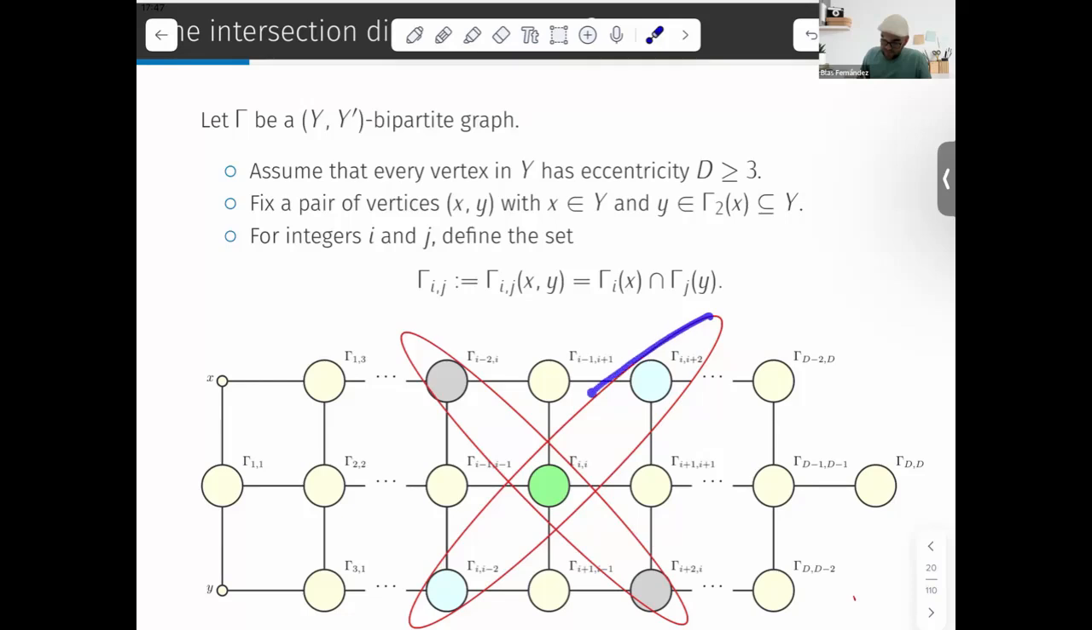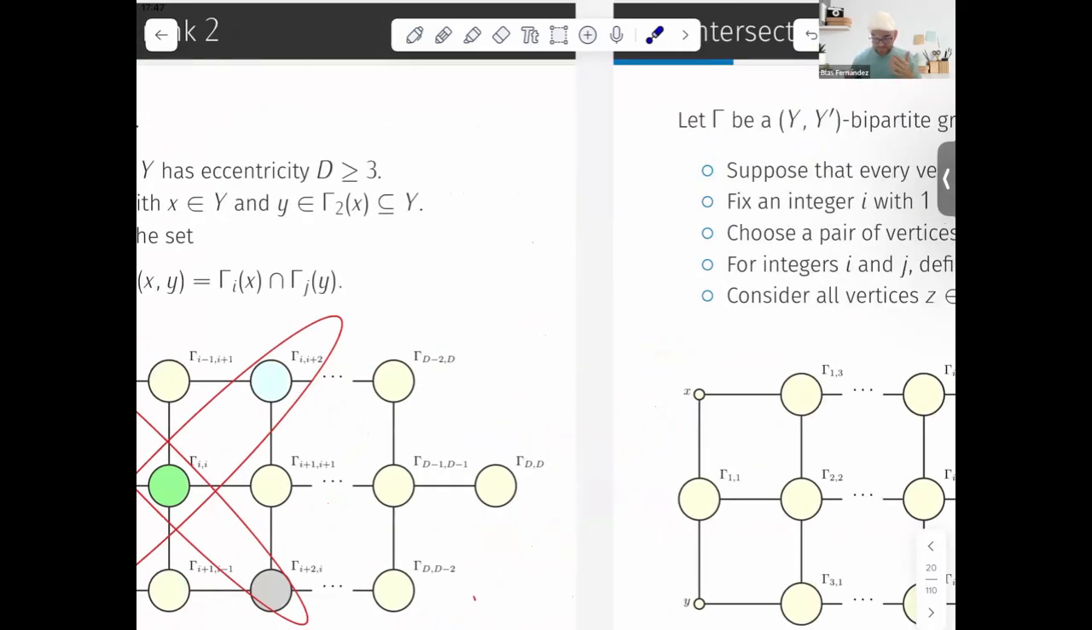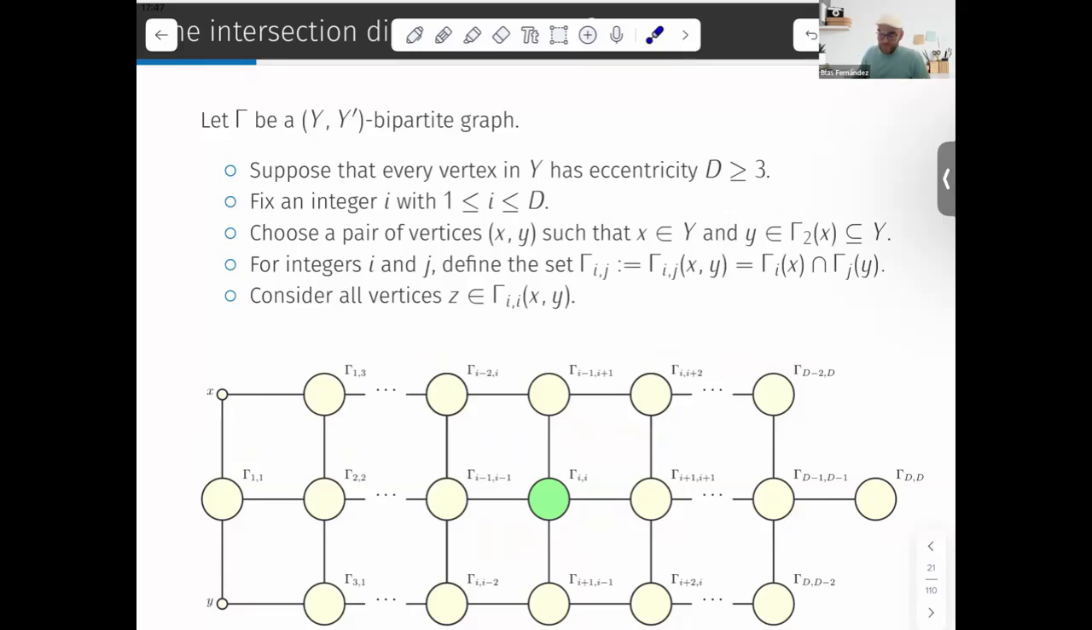And we observe that, for instance, all these sets contain vertices which are at distance i from x. So these are vertices which are at distance i-2 from y, at distance i from y, or at distance i+2. All these guys are vertices which are at distance i from x. So this diagram will be useful to understand the number that we would like to compute.